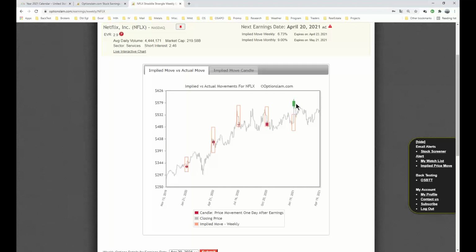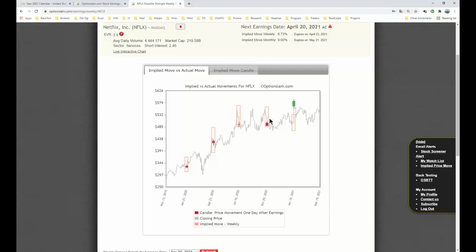But what happened in some previous quarters? Inside the implied move, inside the implied move, inside the implied move, inside the implied move. Aha. So 4 out of the last 5 times, it looks like the iron condor would have done well. Now, I can't say that emphatically for sure. I don't know. I don't have the backtest data to support that.